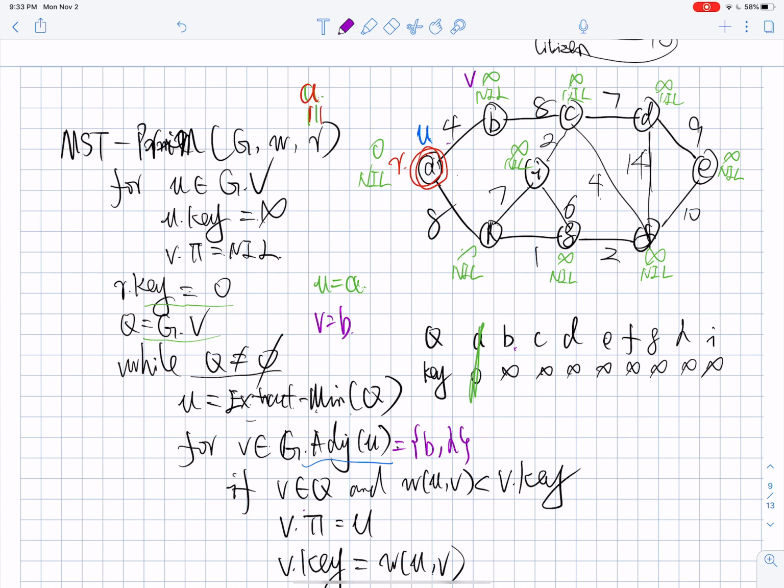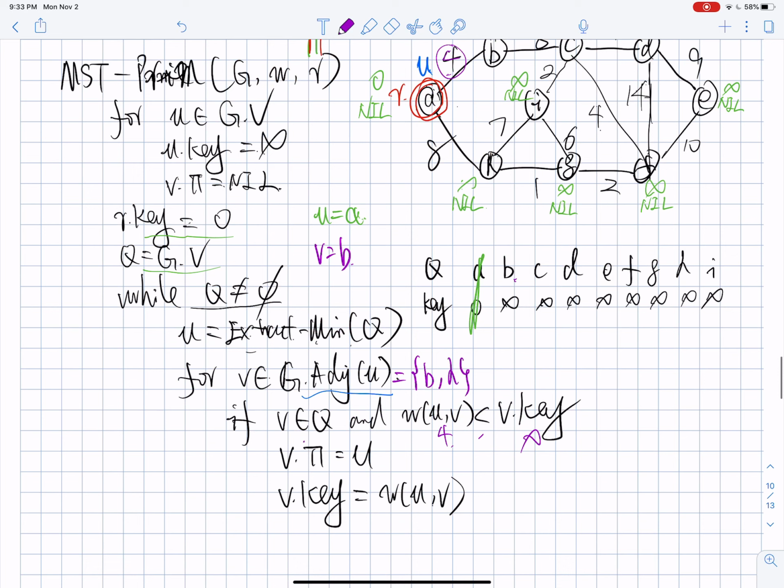WUV is right here, which is 4, whereas V dot key is what? Infinity. So this is also true. True and true is true. So we'll be able to continue to execute the two statements inside the if condition.